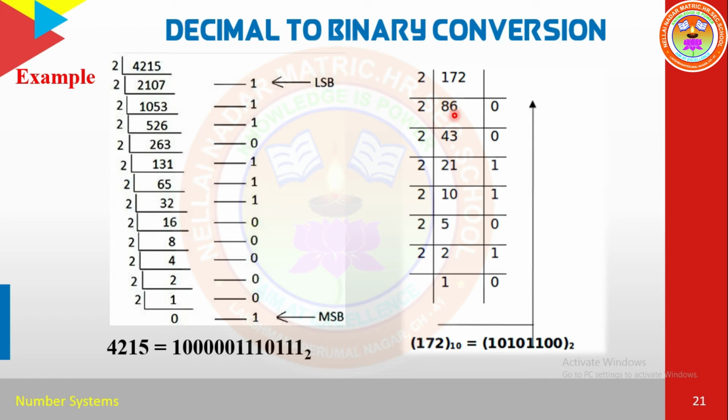Sometimes it will not be completed, so in that case the remainder can be 1. So you must mention the remainder here on the right hand side. Okay, right. So the first step is over. The next step: divide by 2 again.